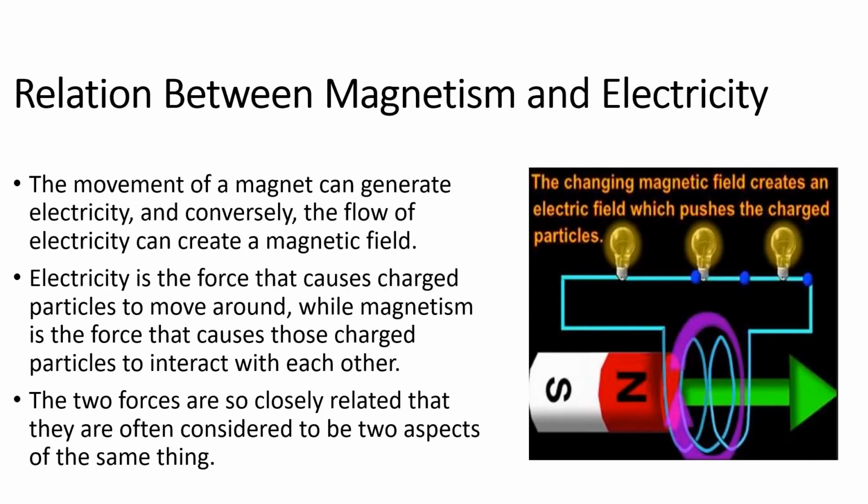What is the relation between magnetism and electricity? The movement of a magnet can generate electricity, and conversely, the flow of electricity can create a magnetic field. Electricity is the force that causes charged particles to move around, while magnetism is the force that causes those charged particles to interact with each other. The two forces are so closely related that they are often considered to be two aspects of the same thing.